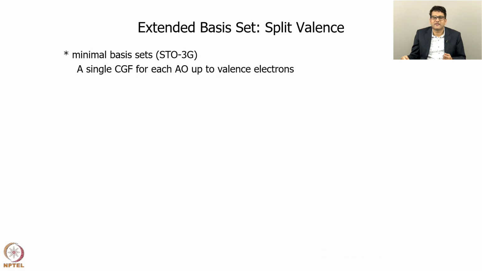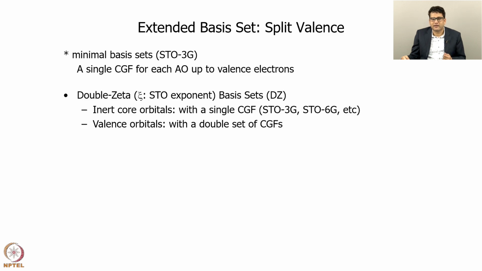Now, of course, these minimal basis sets are not good. For a minimal basis set, you have a single contracted Gaussian function for each atomic orbital up to the valence electrons, but that is not practical. So, you need more than one. And why do you need more than one?